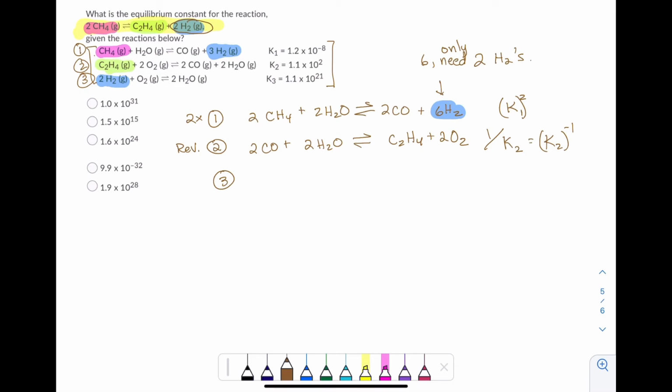I've already got H2s in the product. I've got more than I need. I'm going to use reaction number 3 to cancel the ones that I don't need. How many do I need to cancel? I need to cancel 4.